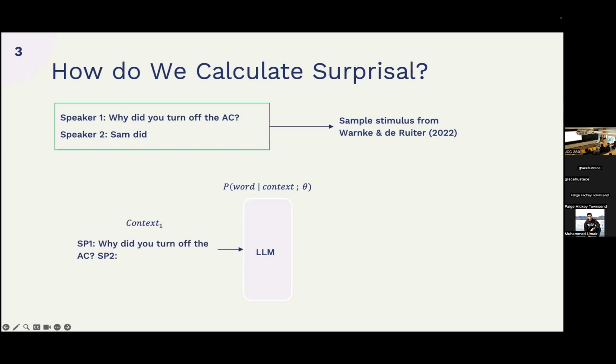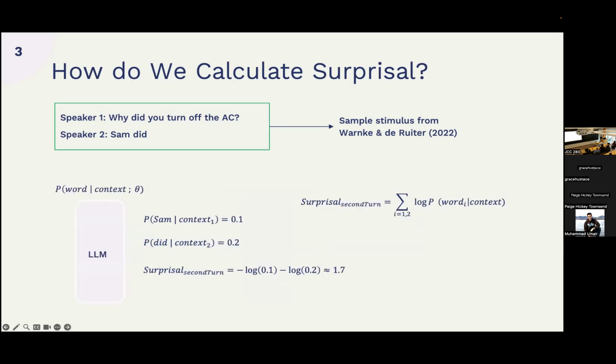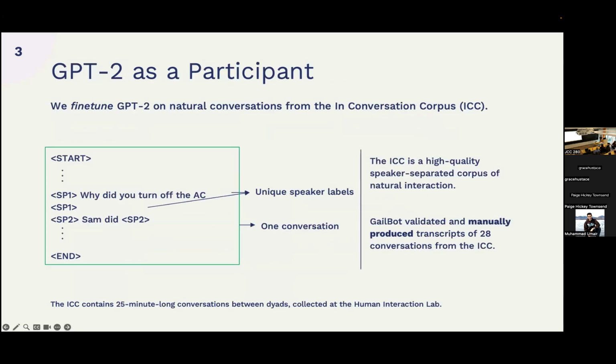So if we had the context with the speaker labeled, why did you turn off the AC? And then speaker two. And then we wanted to know the probability of Sam given that context, that's some number. And then we change our context to then have Sam in there as well. And we want to predict the probability of did, that's some other number using the large language model. And then the surprisal that we have is just the sum of the negative log probabilities. And yeah, there's a formula that's on the slide as well. In this case, I took some random numbers, sorry. And then that value is 1.7.